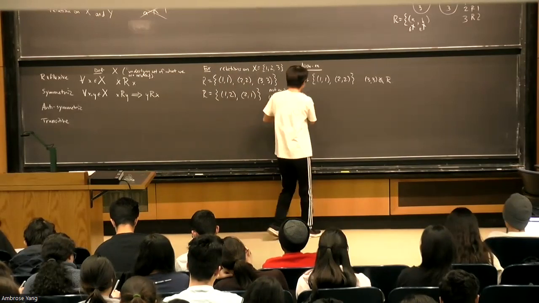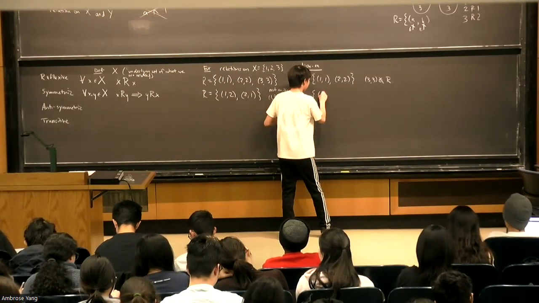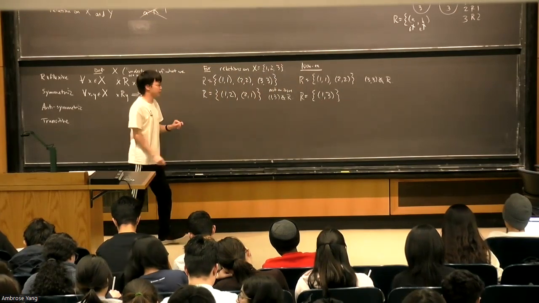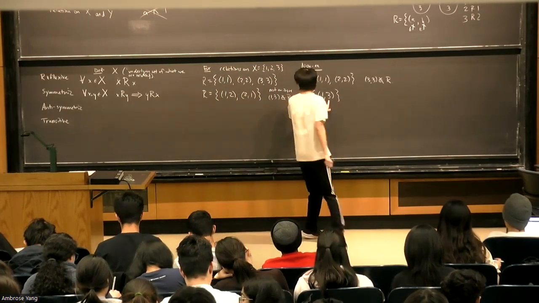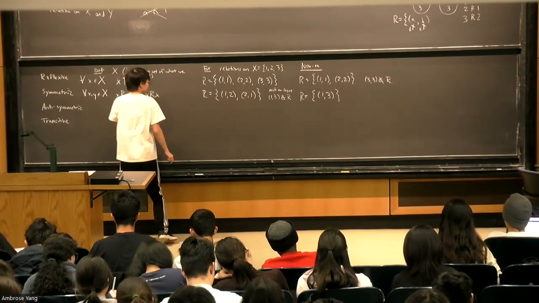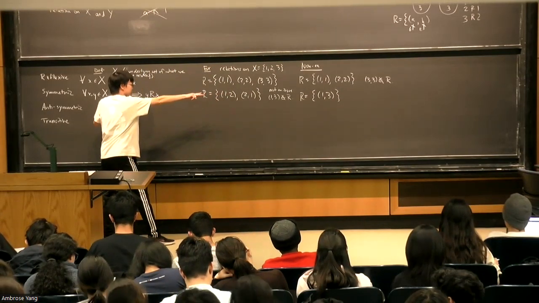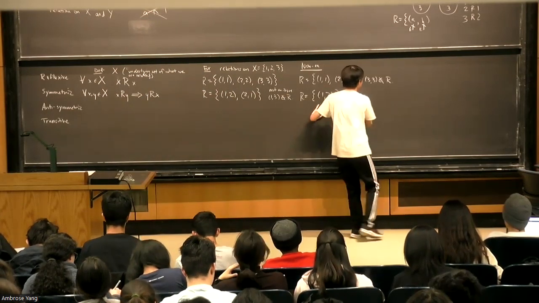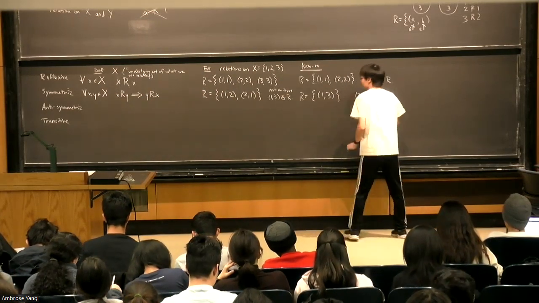A non-example would just be the set containing one ordered pair, 1, 3. Why is this not symmetric? It's because this violates this if statement. If 1, 3 is inside the relation, I would need 3, 1 to be inside the relation, but here 3, 1 is not inside my relation.